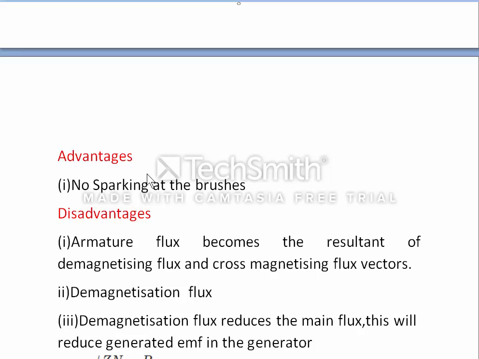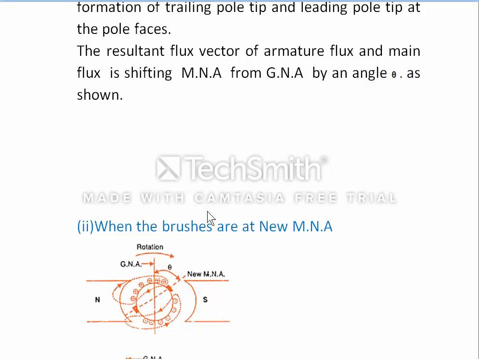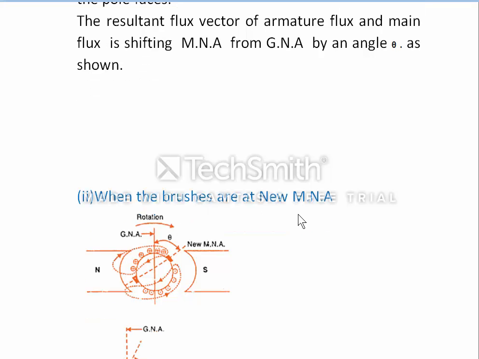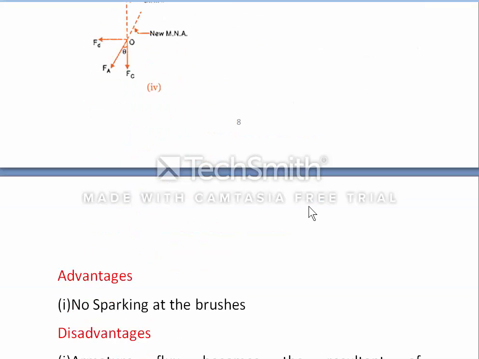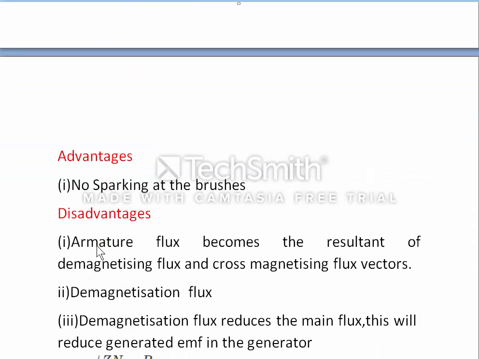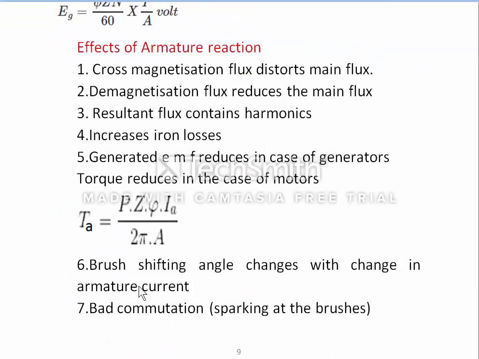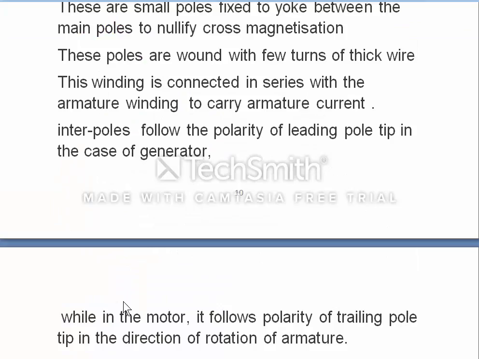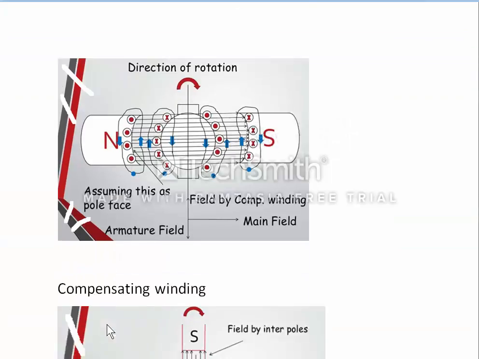Then what is the advantage of this? No sparking at the brushes. When the brushes are in the new magnetic neutral plane, there is no sparking at the brushes. Then what are the disadvantages? Armature flux becomes the resultant of the demagnetizing flux and cross magnetizing flux vectors. That we can see here.